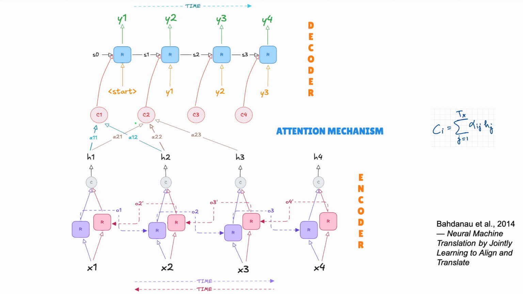And for calculating C2, the context vector for y2, we have three connections from h1, h2, and h3. That is alpha 21, alpha 22, and alpha 23.